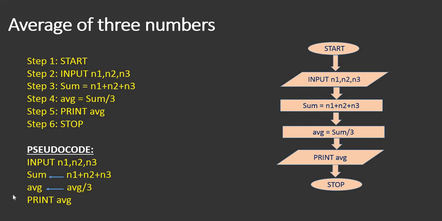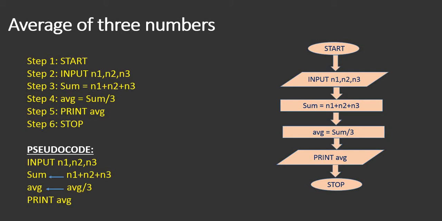Okay, so let's see a simple example on finding an average of three numbers. We already have written the algorithm and the flowchart here, and the pseudocode is also written here. Now let's see how to write a C program based on this.